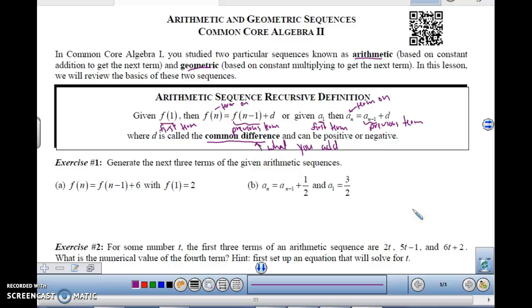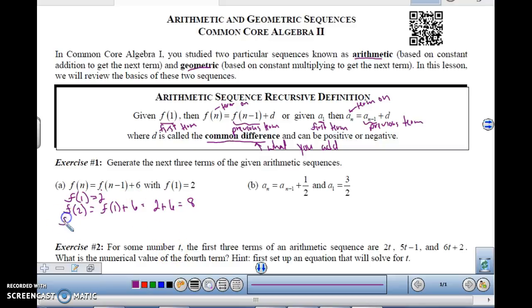Let's see if we can read this. Generate the next three terms of the given arithmetic sequences. F of n equals f of n minus 1 plus 6 with f of 1 equals 2. What is the first term of my sequence? According to this, f of 1 equals 2. If f of 1 equals 2, and I want to find the second term, f of 2, then 2 minus 1 would be 1, so this would be f of 1 plus 6. So f of 1, found in the previous term, is 2, plus 6 is 8. So there's the second term.